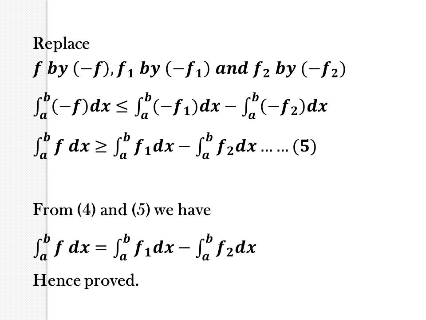Now replace f by minus f, f1 by minus f1 and f2 by minus f2. We get integration of minus f less than or equal to integration of minus f1 minus integration of minus f2. Therefore, integration of f from a to b is greater than or equal to integration of f1 from a to b minus integration of f2 from a to b. From 4 and 5, we conclude that integration of f is equal to integration of f1 minus integration of f2 between the limits a and b. Hence, the theorem is proved.